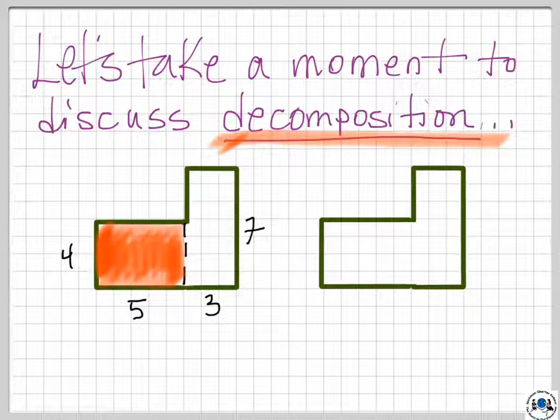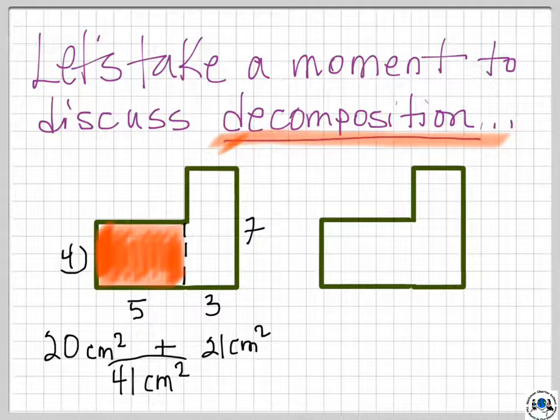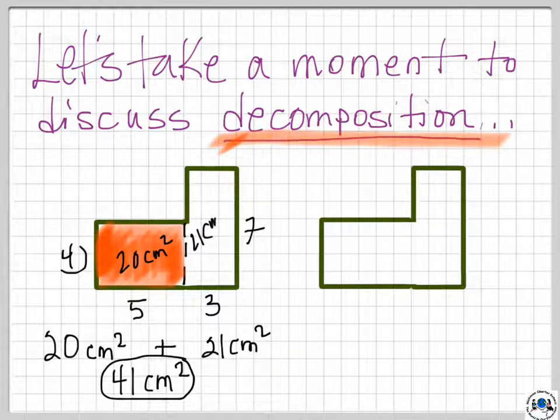So now I have two separate rectangles. If I find the area of the red one here, I get 20, let's just say centimeters squared. And then if I find the white rectangle, that's going to be 21 centimeters squared. And then all I need to do is add those two together because I want the area of the total shape. And then I have 41 centimeters squared. Let's add those two areas together. This was 20 centimeters squared. This was 21 centimeters squared.